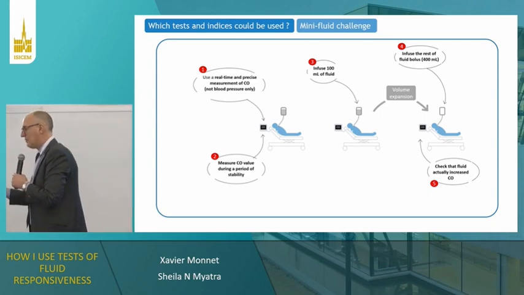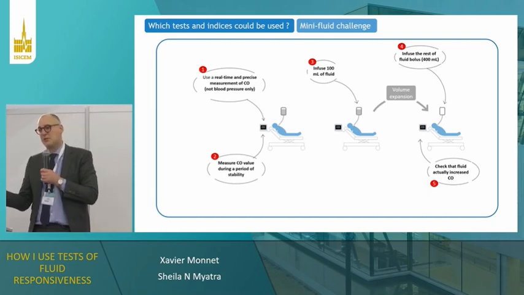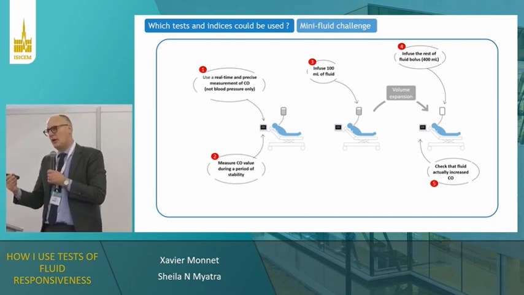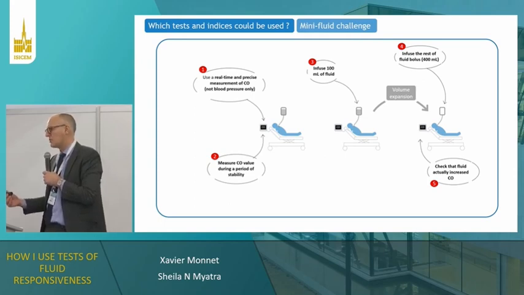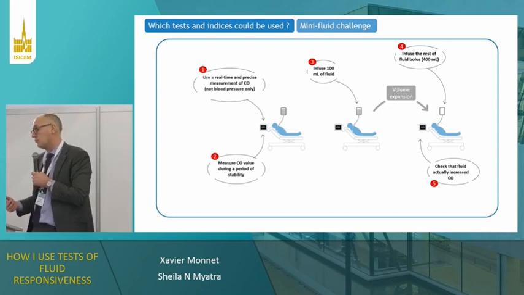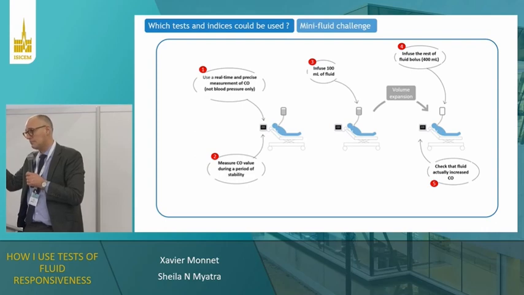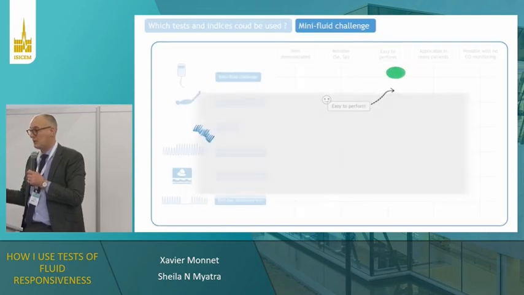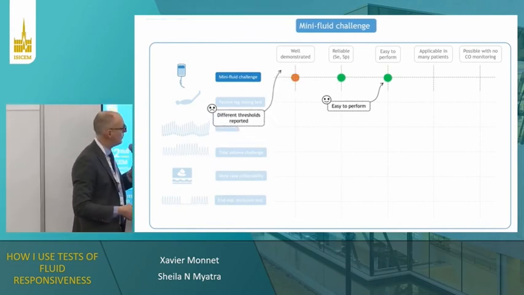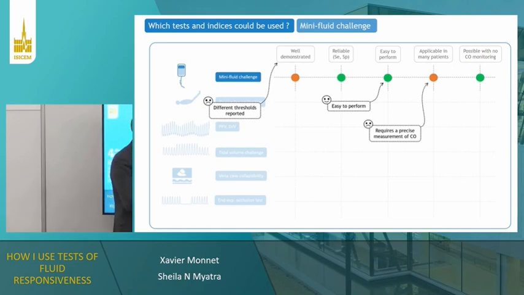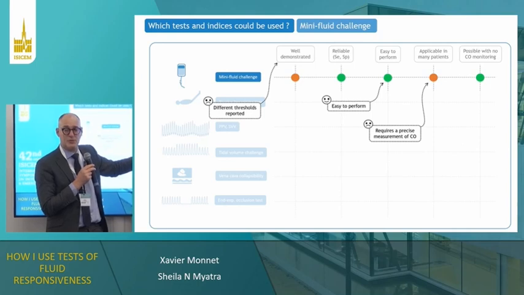And that's a big issue because it depends a bit upon the studies. Let's say a 5-10% increase. Let's say if cardiac output increases by more than 10%, you are sure the test is positive. But some studies reported lower thresholds. Of course, the larger the change, the more confident you are. Okay? But it's quite the point, and I can only insist on that. So different thresholds are reported, and it is applicable in many patients, but it requires a precise measurement of cardiac output.